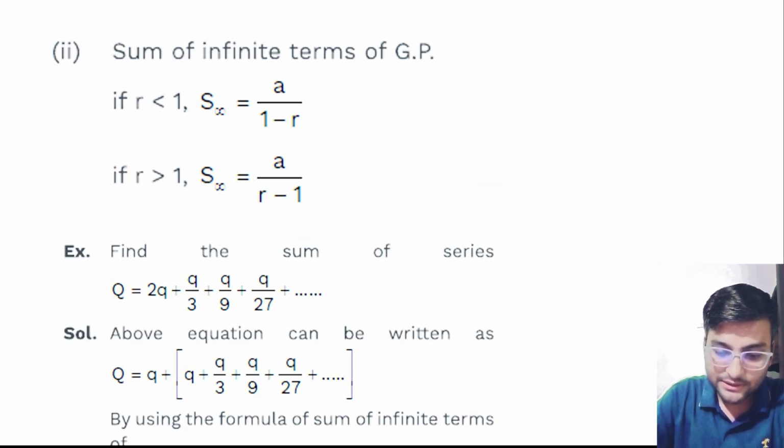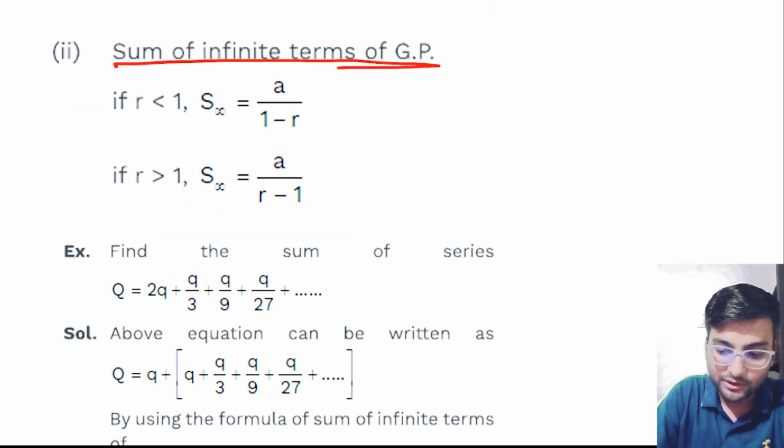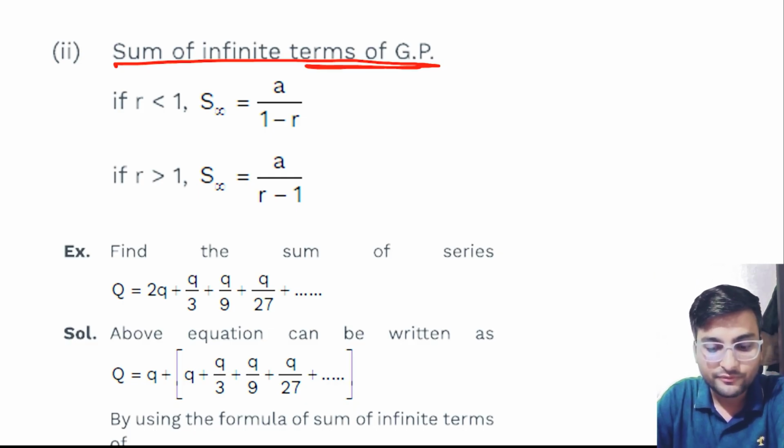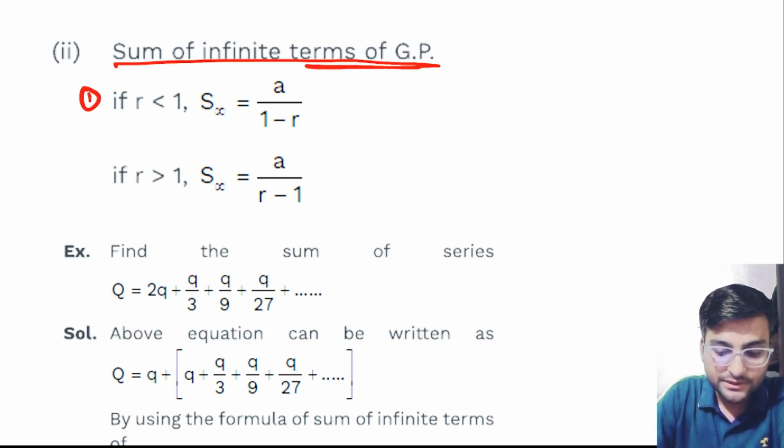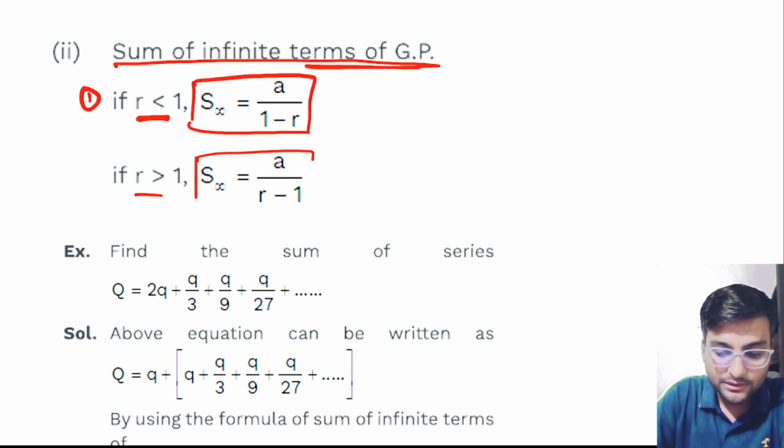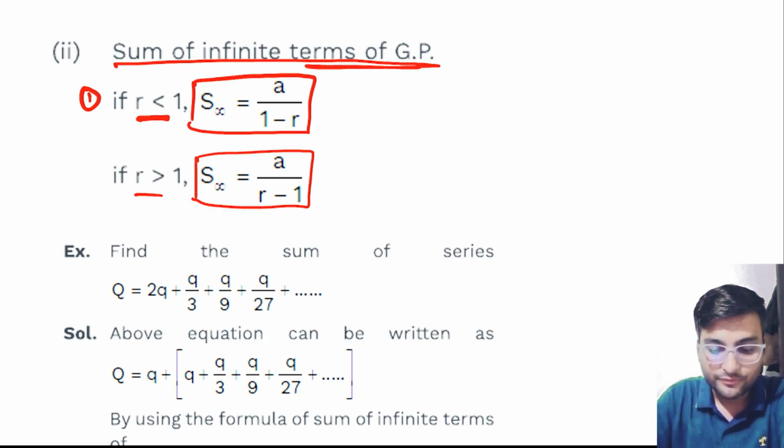And for the second case, we can talk about the sum of infinite terms in GP. What about the sum of infinite terms in GP? If r is less than 1, then for infinite terms we use this value, and for greater than this we use this value. Clear to all of you?